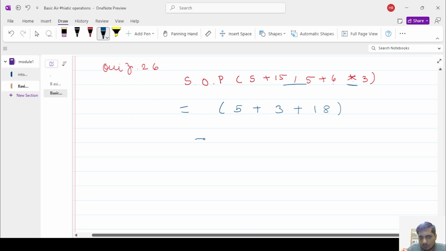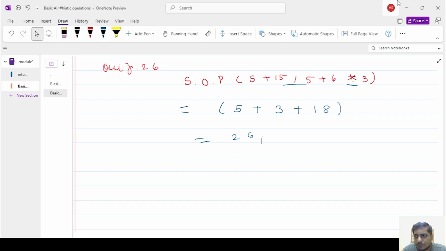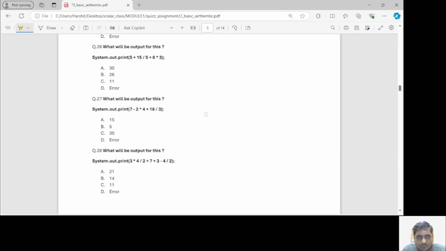Okay, now 5 plus 3 plus 18 means 21 plus 5, that is 26. Okay, so the answer is 26. Here for this question the answer is 26. You can check it on the terminal also.